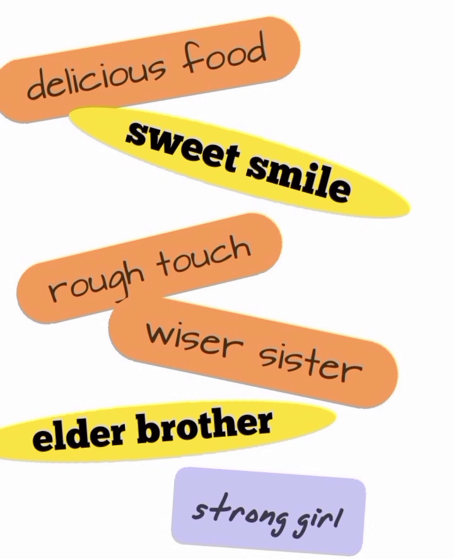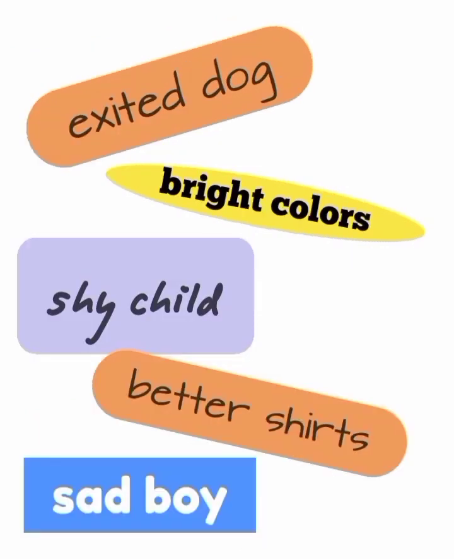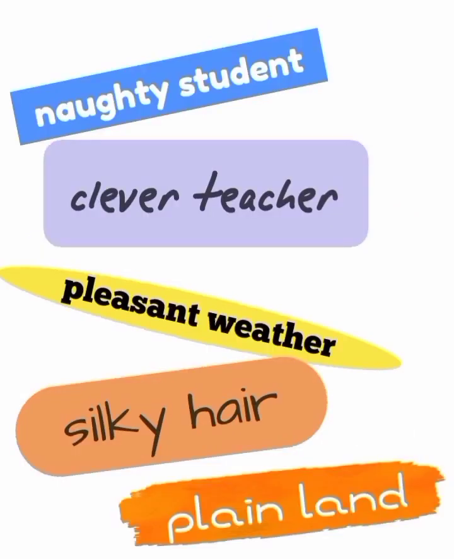Rough touch, rough is the quality, यानी जो उसका किसी भी सरफेस का जो छूने वाला हिस्सा है वो रफ है, उसकी ये क्वालिटी है। Excited dog, bright colors, shy child, better shirts, sad boy. Excited is quality of dog. Brightness is the quality of color, etc.